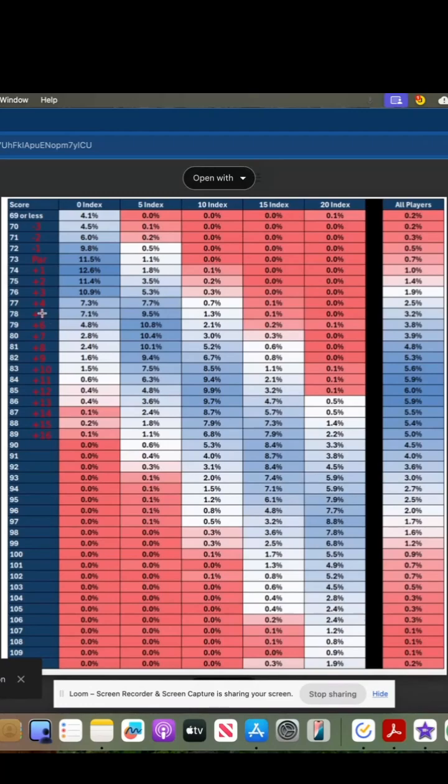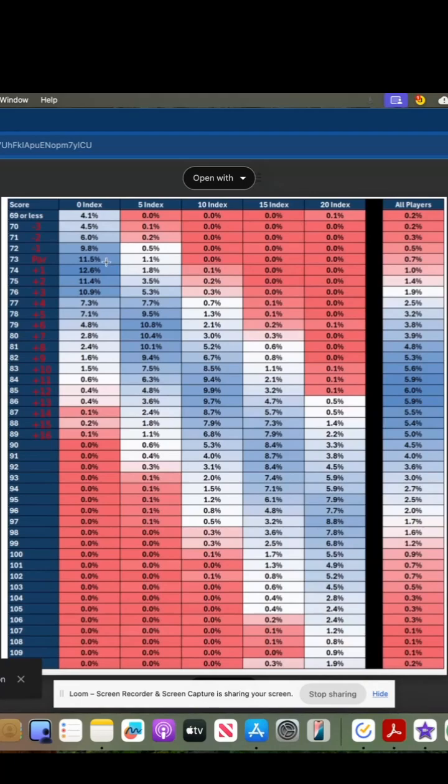My chances of shooting plus 5 are 0.1%, which is 1 in 1,000. My chances of shooting plus 3 are 0%, or less than 1 in 1,000, I'm guessing. My chances of shooting par, again, 0% or less than 1 in 1,000. So it's a pretty long shot, and this isn't giving me a huge amount of confidence in my chances of shooting level par in the 90 days, but we'll try anyway.